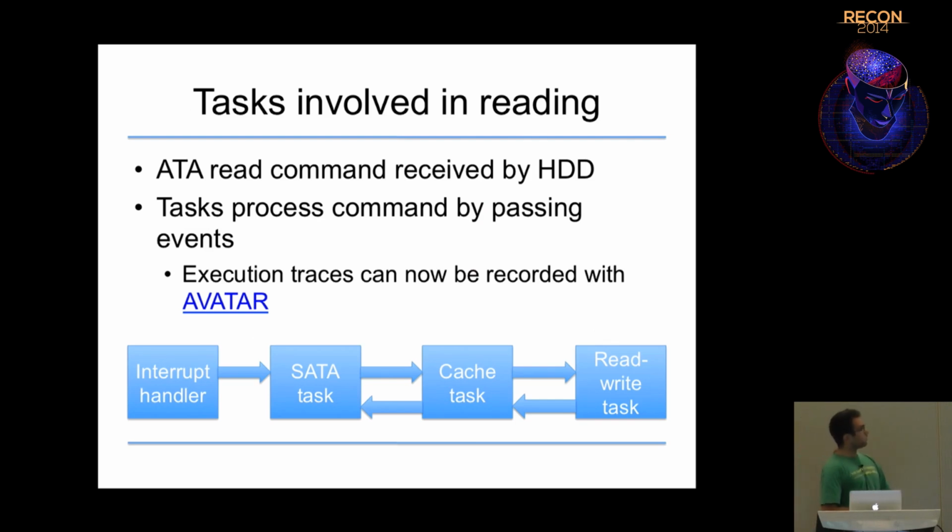So when you trigger a SATA read command, it looks like you pass through several tasks. First, the command arrives, and you handle an interrupt for that. Then it passes control to the SATA task, which will ask the cache task, is this block already there in the cache? If so, the cache task passes it back directly. Otherwise, it goes to the read-write task, which then loads the block from disk, puts it back to the cache task, and the cache task notifies the SATA task, hey, I have the block. And the SATA task replies to the computer, here's the block.